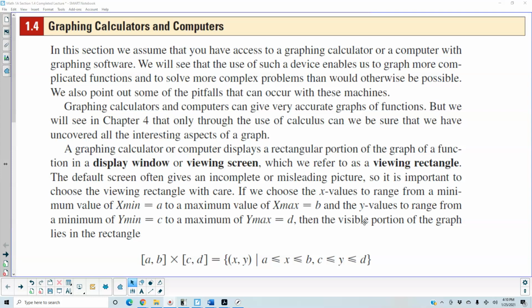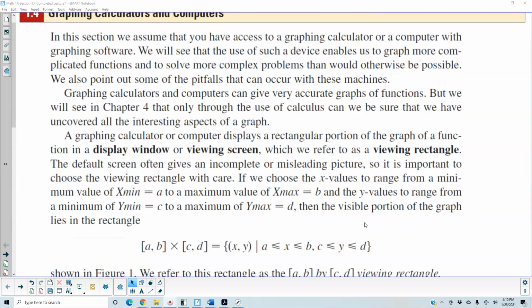We also point out some of the pitfalls that can occur with these machines. Now, graphing calculators and computers can give very accurate graphs of functions. We will see in Chapter 4 that only through the use of calculus can we be sure that we have uncovered all the interesting aspects of a graph.